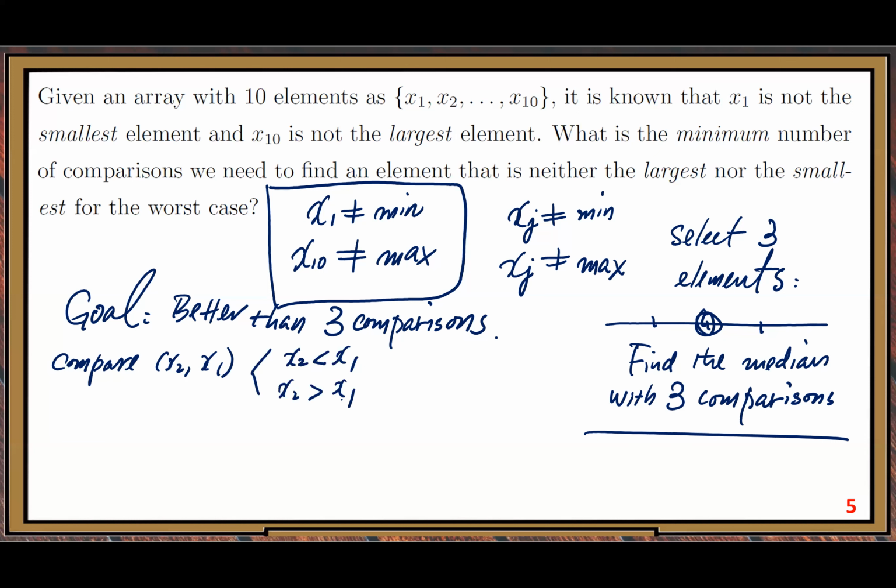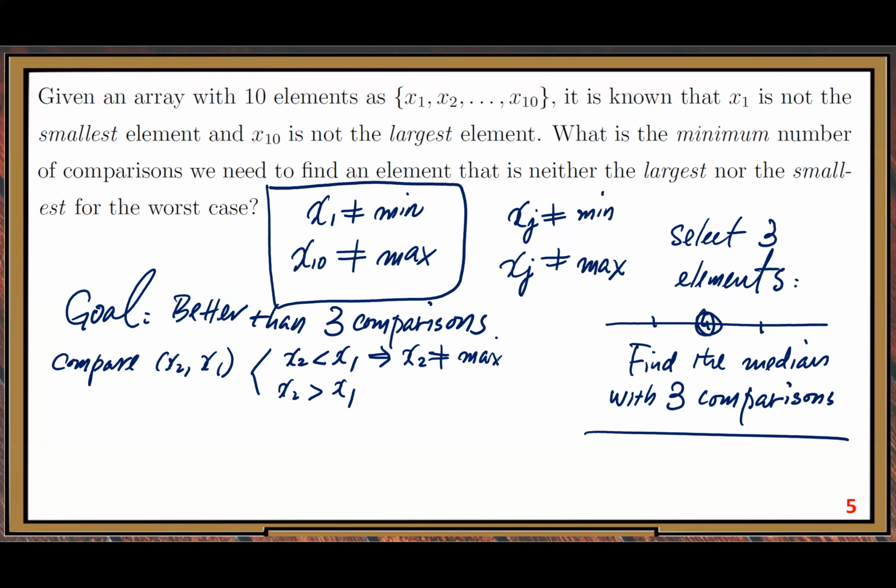If x2 less than x1, let's see. We know x1 is not the minimum. x2 less than x1 means x2 is not the maximum.